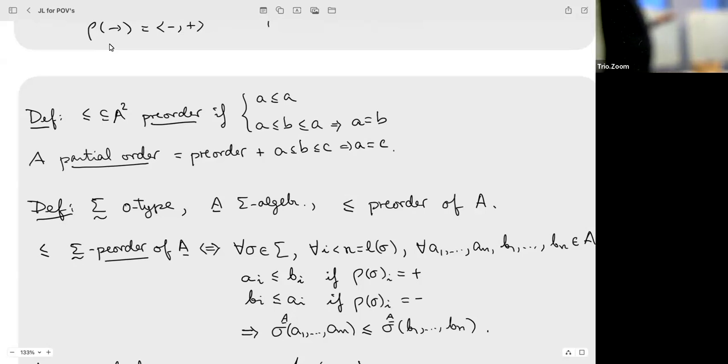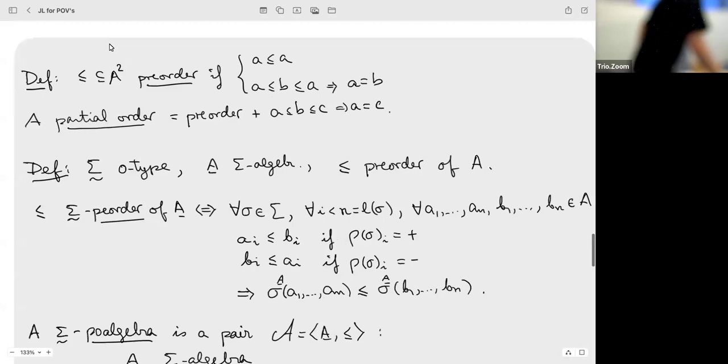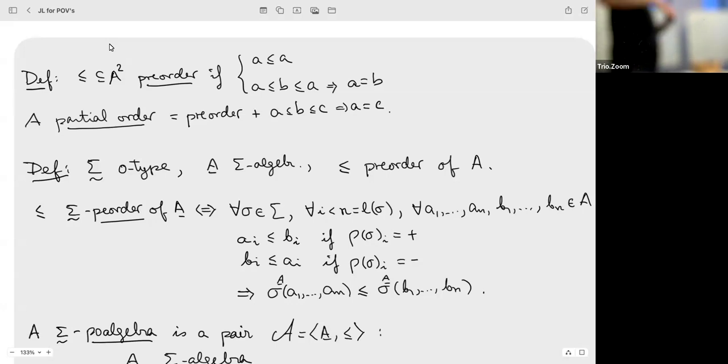Now, if you have an order type sigma, and you have a sigma algebra, so just forget about the varieties, just take the length of the symbols and create an algebra out of this language. And you consider a preorder of the set A. We say that this is a sigma preorder of A if indeed all the fundamental operations are isotone in the positive coordinates and antitone in the negative coordinates. So here is the definition.